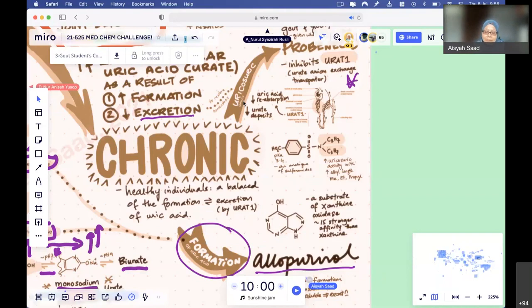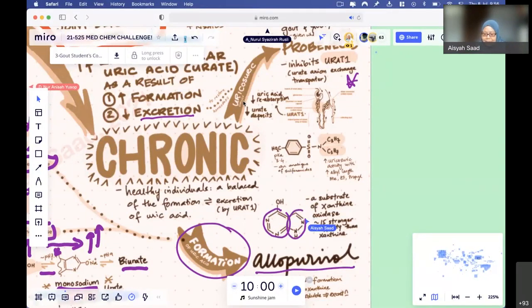So how does it do it? It mimics the substrate of xanthine oxidase. And what are the substrates of xanthine oxidase? It is actually these two, xanthine and hypoxanthine. If you look at the structure, it's very similar. It's got the pyrimidine ring. Here, it's got the imidazole.